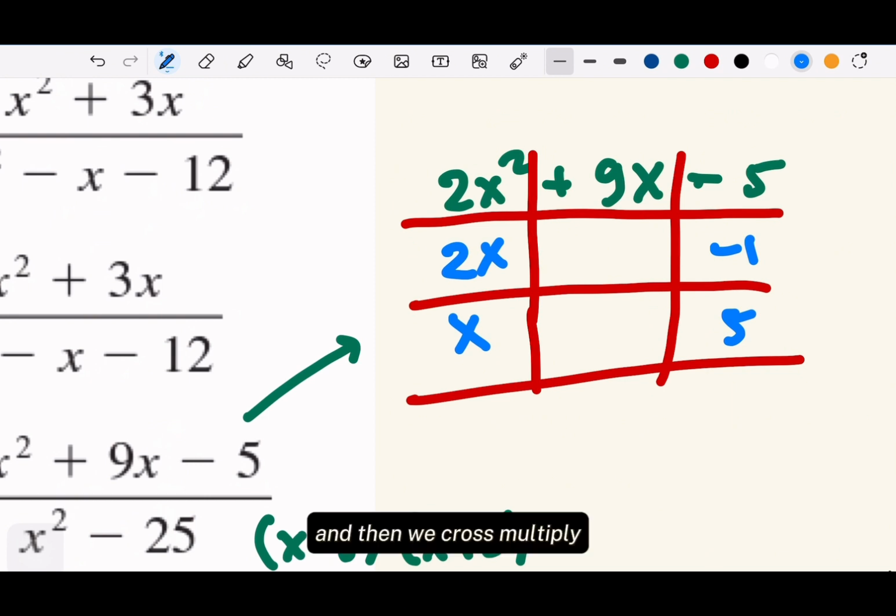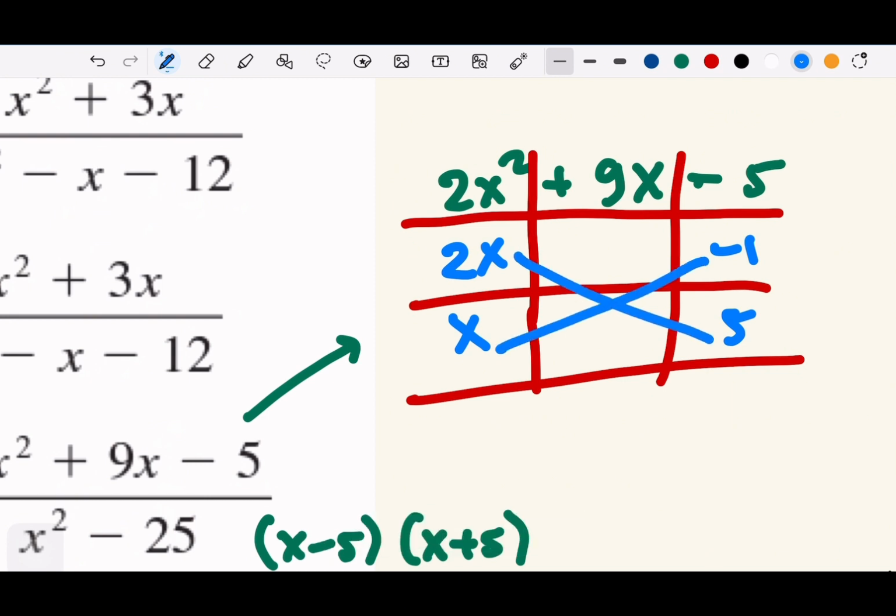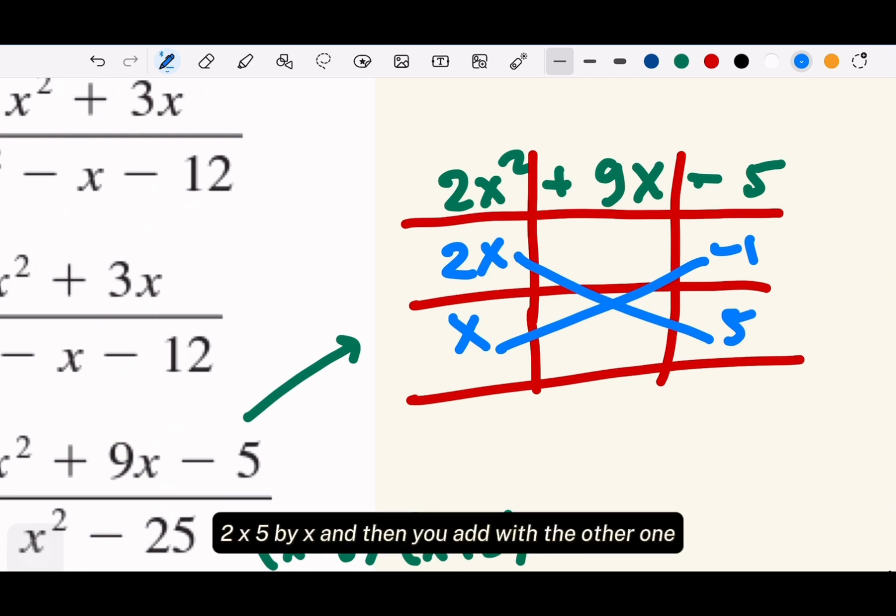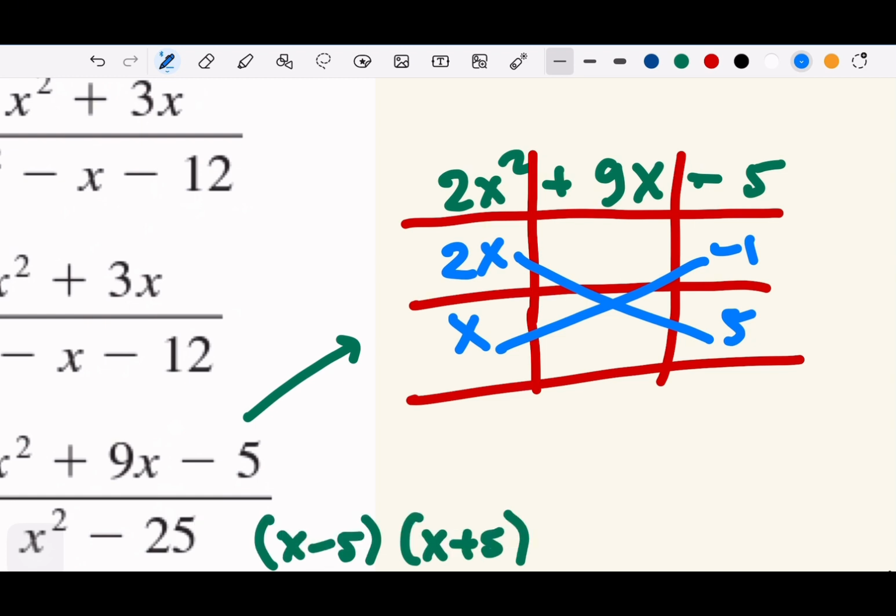And then we cross multiply. 2x, 5, 10x, and then you add with the other one. So this is negative x. I'm writing randomly, but actually it's true. So 10x minus x is 9x. So that's true. So it means that this is the factor: 2x minus 1, x plus 5. Okay. So we get that this is true.